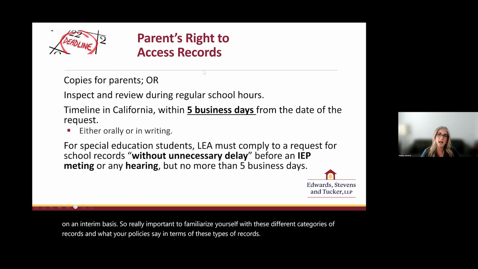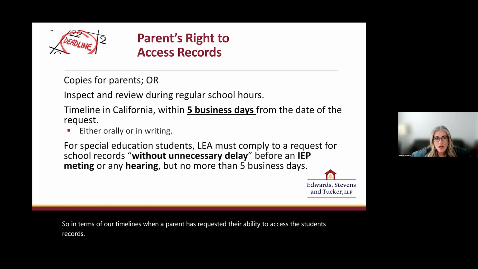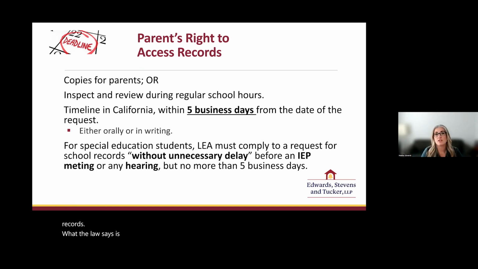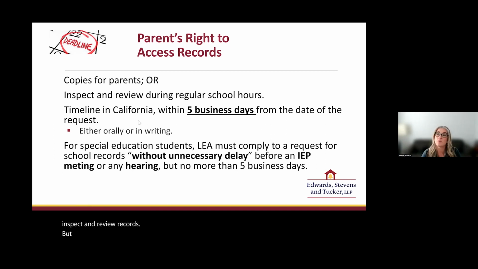So in terms of our timelines, when a parent has requested their ability to access a student's records, what the law says is that parents are entitled to copies of records or that they may come and inspect and review records, during regular school hours. So in California, parents are entitled to access records within 5 business days of the parent's request.